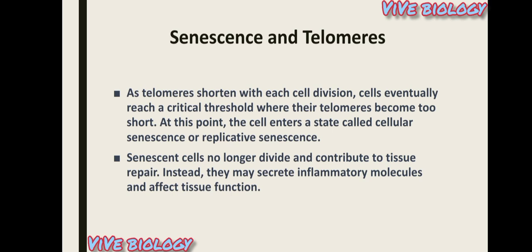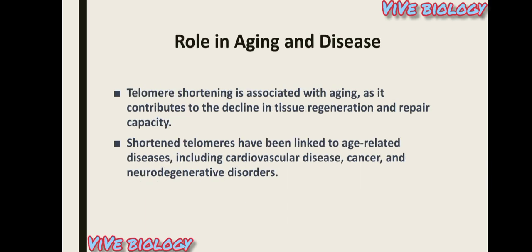Now let's discuss aging and disease. Telomeres are closely linked with the aging process. It contributes to a decline in the body's ability to regenerate and repair tissues, which is a characteristic feature of aging. Moreover, shortened telomeres have been associated with various age-related diseases, including cardiovascular issues, cancer, and neurodegenerative disorders. So we can say that telomere shortening is linked to aging and is associated with age-related diseases.